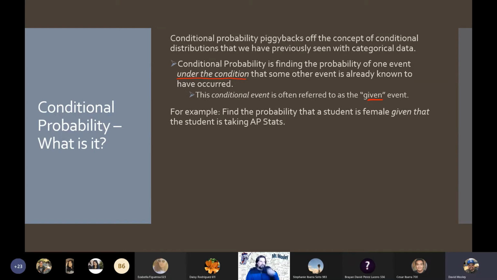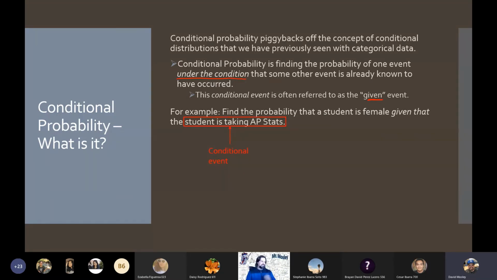So for example, say we're given this question. Find the probability that a student is female given that the student is taking AP Stats. So we have a condition placed on the probability we're finding. I'm not just finding the probability a student is female in general, I'm finding the probability that a student is female given that the student is also taking AP Stats. So I'm looking at a smaller group of the population rather than everything. That's what the condition does. It helps me narrow down the population I'm looking at.